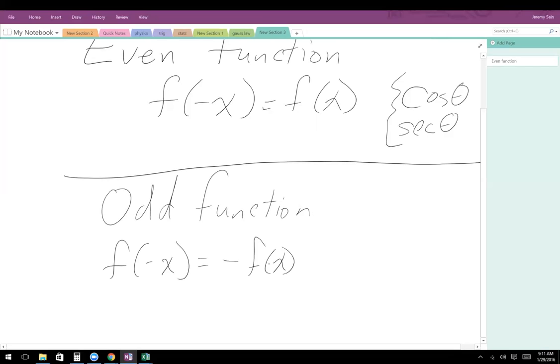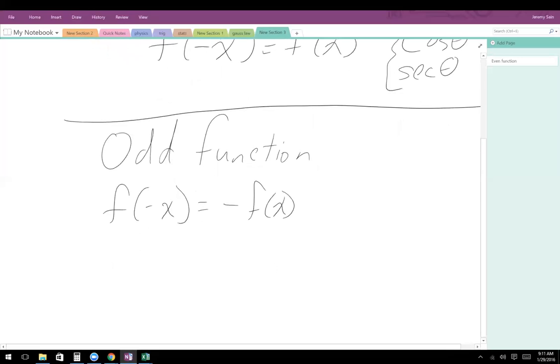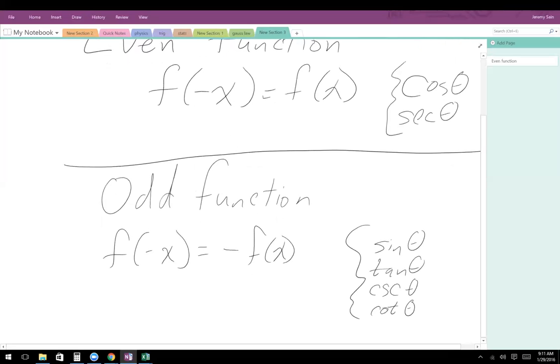While we're at it, odd functions are ones where if I put in a negative, I can pull the negative outside, which all the other trig functions are. So sine, tangent, cosecant, cotangent are all odd. So cosine and secant are even, all the rest of them are odd.